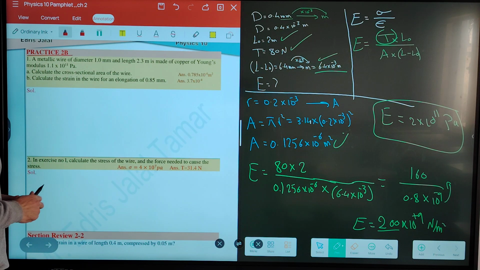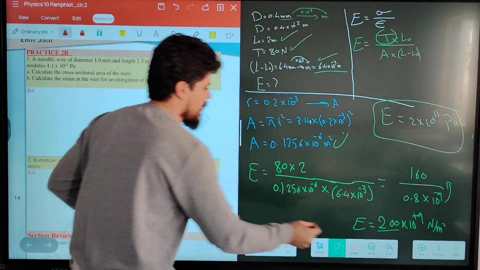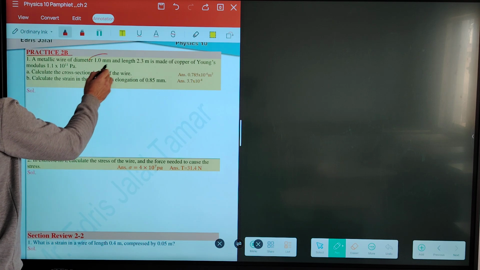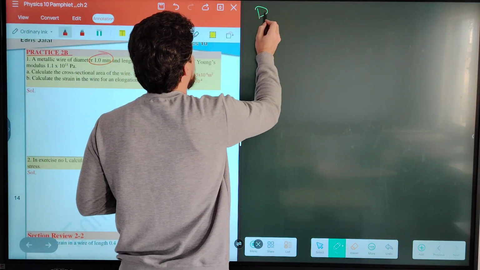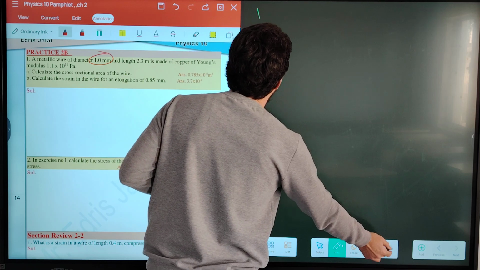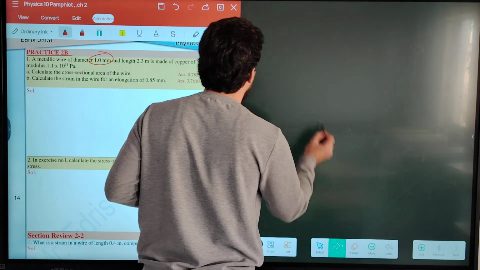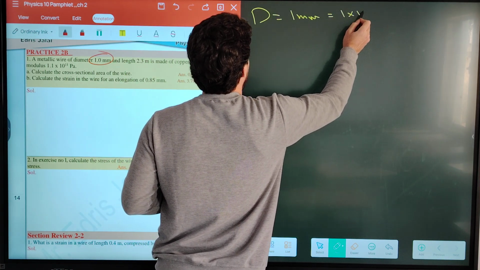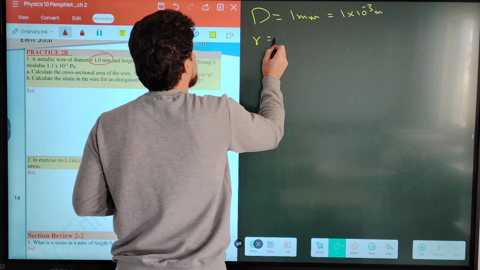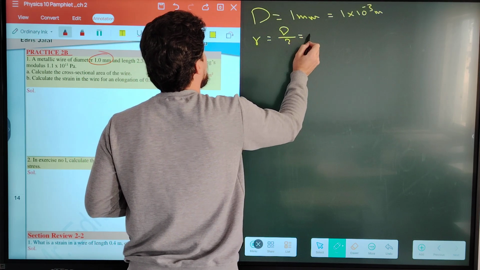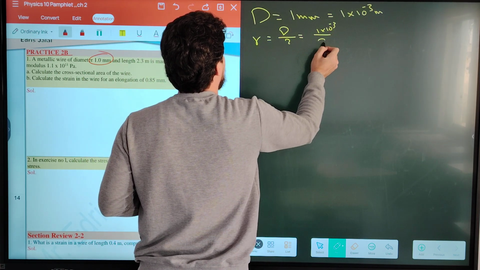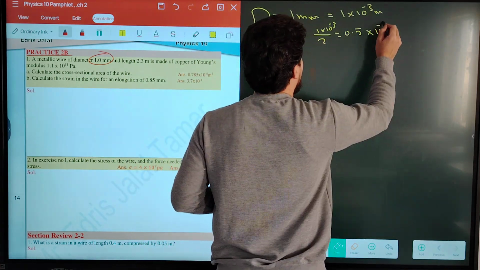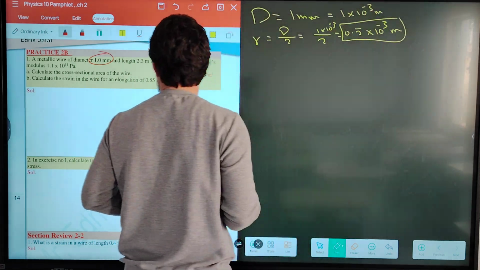Practice 2B, guys. Look at question 1 in practice 2B. A metallic wire of diameter 1 millimeter. Diameter is also given in this question. Diameter was given 1 millimeter, which is equal to 1 times 10 power negative 3 meter. Radius is equal to what? Diameter divided by 2. 1 times 10 power negative 3 divided by 2, 0.5 times 10 power negative 3 meter. What is this? This is radius.